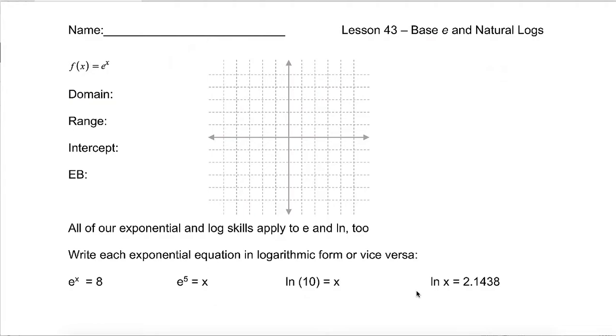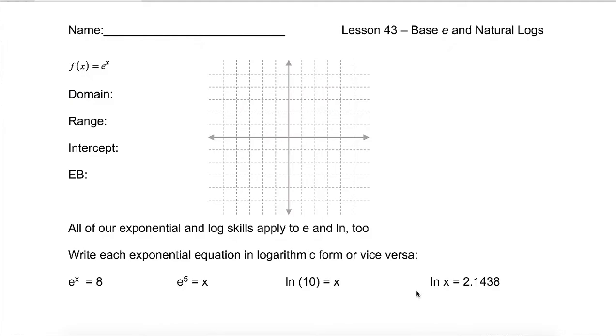So now that we've seen what this number e is, let's talk a little bit about how we use it. And the simple answer is we use it exactly the same way we use any other number. One way we use it is as a base of an exponential growth function. So y equals e to the x. Remember, e is just a number, 2.71828.